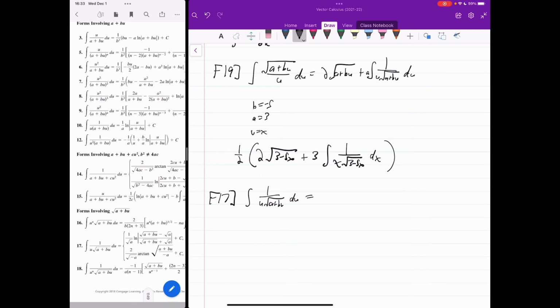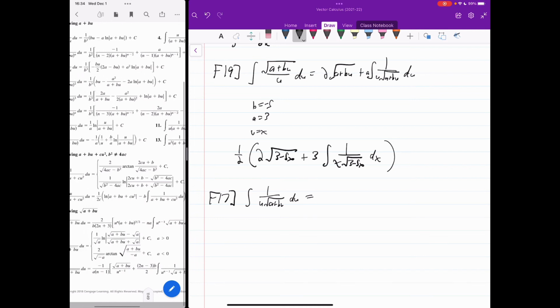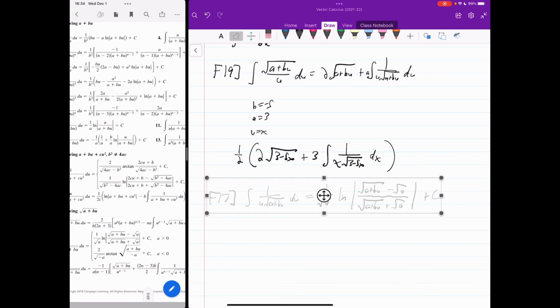This time, my a value, a is the coefficient of that. This time a is positive. A is 3. So since a is positive, we're going to go with the top one. That's equal to 1 over root a, natural log, absolute value, big fraction, radical a plus bu minus radical a over radical a plus bu plus radical a, close absolute value, plus c. So if this is the formula, I'll put it in brown. I'll skip back over to black.